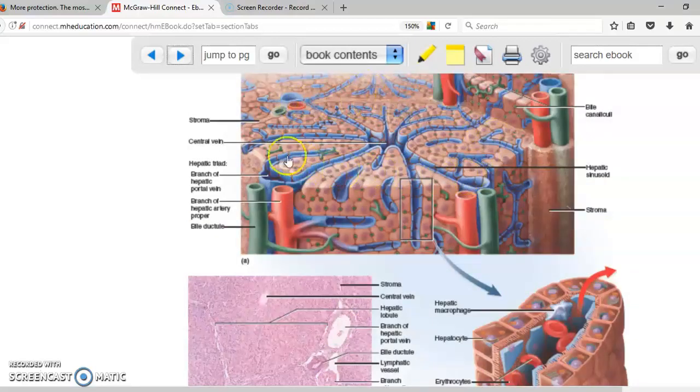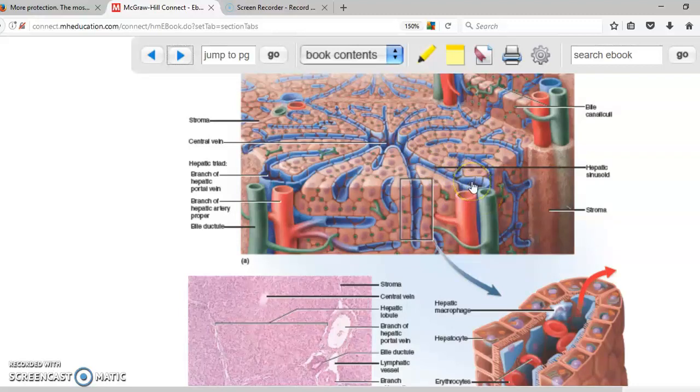1, 2, 3, 4, 5, 6. This is a hepatic lobule. You have a vein in the middle, the central vein, and in the corners, you're going to have a hepatic triad. Why is it called a hepatic triad? Because this is the liver, hepatic triad, because you have 3 tubes: the vein, the artery, and this one is going to be the bile duct.